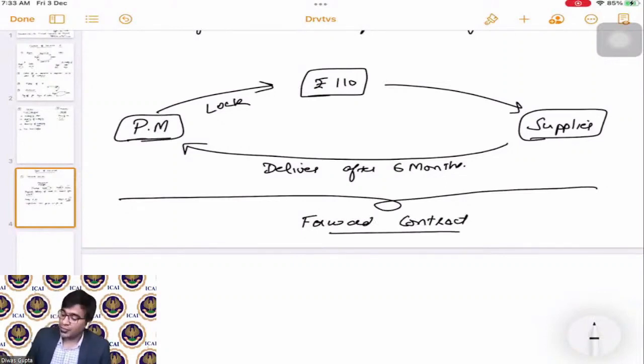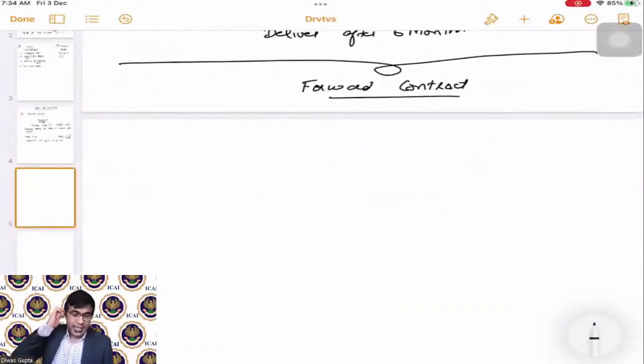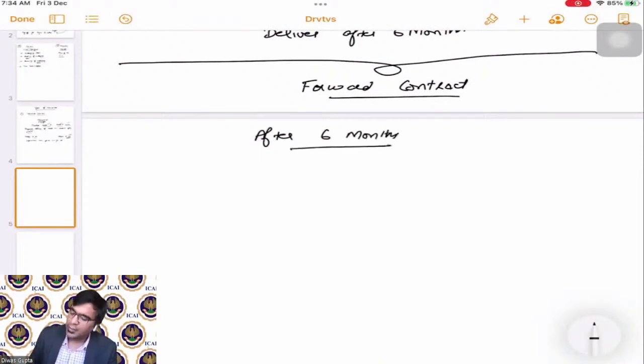Why? Because this 110 is derived basis the current spot price of that particular underlying. Now, students, let's see what happens after 6 months. Let's say this is the story as of today. Now, what will happen after 6 months? That will clear a lot of things in your mind.